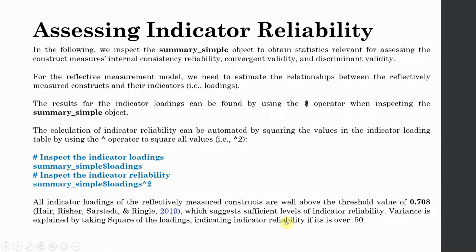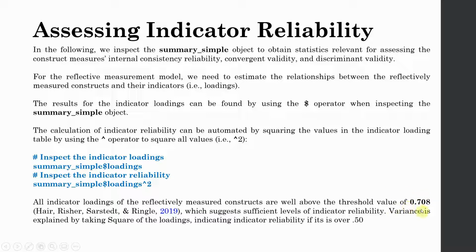Variance is explained by taking the square of the loadings. Indicator reliability is established if it's over 0.50. Now why 0.50, and why this value of 0.708?